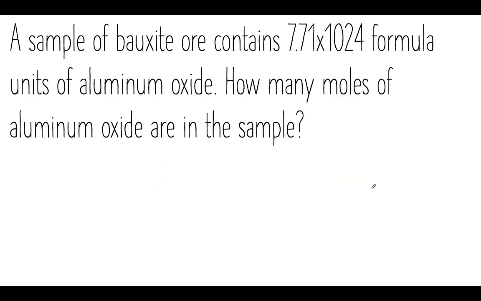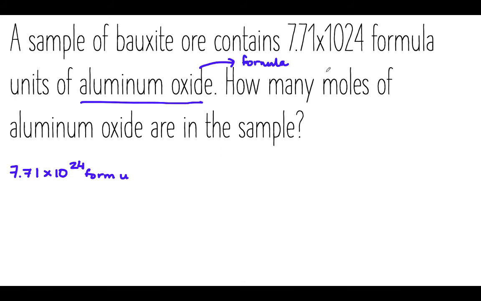Let's look at one last example in which we are given the number of formula units, so 7.71 times 10 to the power of 24 formula units. And I'm asked to find the moles of aluminum oxide. So there's formula units of aluminum oxide, which, let's just take a look. This is an ionic compound, which means that the units that we would find with Avogadro's number, or the conversion factor with 1 mole, would be formula units, right?